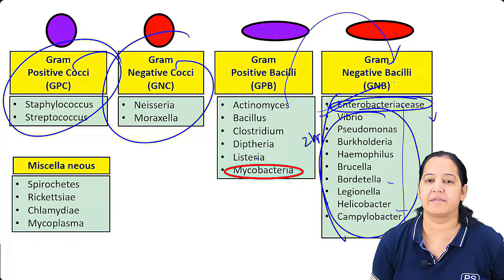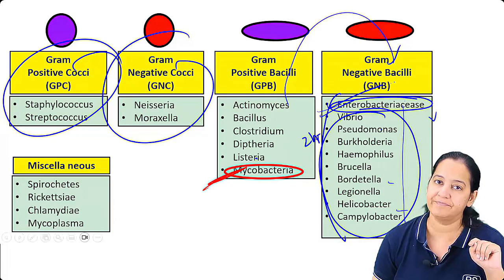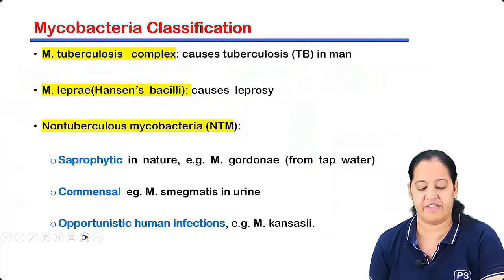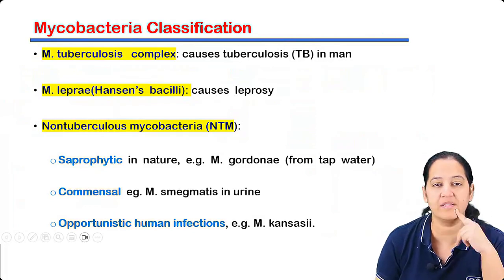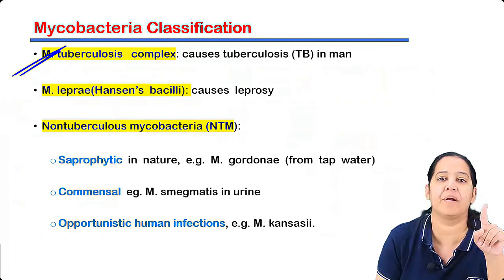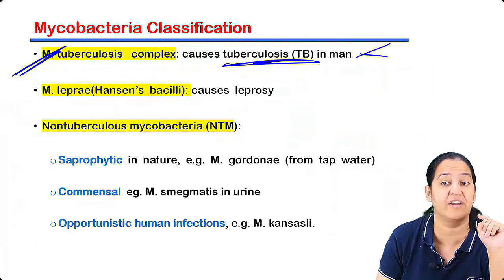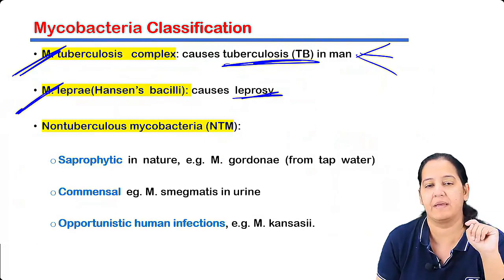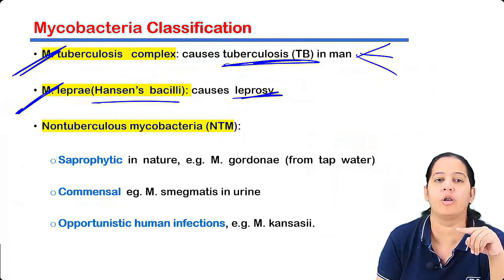Jokes apart, let's proceed to the next bacteria, mycobacteria. Mycobacteria, very important bacteria. So let me tell you the mycobacterium classification. In the mycobacterial classification, we divide the mycobacteria into three categories. What are the three categories? Mycobacterium tuberculosis complex. All the mycobacteria which cause TB are included in this category. I will tell you which bacteria cause TB. The second is Mycobacterium leprae. They cause leprosy, also known as Hansen's bacilli. And all the remaining fall in the third category.